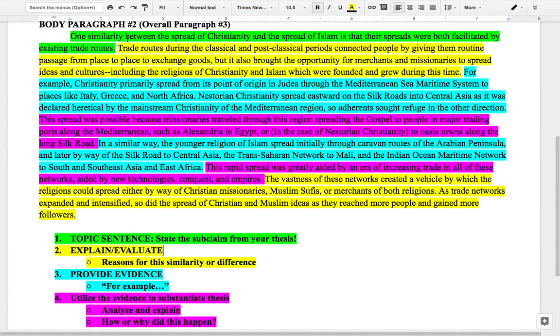I start with a topic sentence. I then explain and evaluate what I mean by that, in this case, similarity or difference. Then I provide evidence and I analyze and explain that evidence. If I provide more evidence, I analyze and explain that evidence as well. And you do this process repetitively. This is what you should do in every single body paragraph in the LEQ. Start to finish using this kind of thought process. Topic sentence, explain. Evidence, explain. Evidence, explain. Evidence, explain. And making sure it ties back to the thesis.